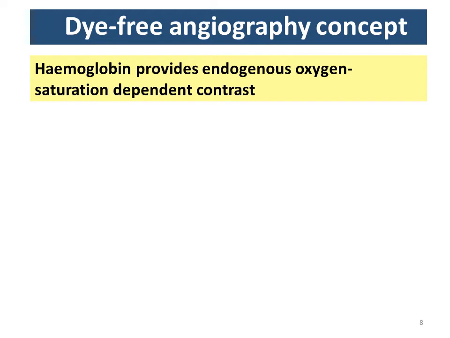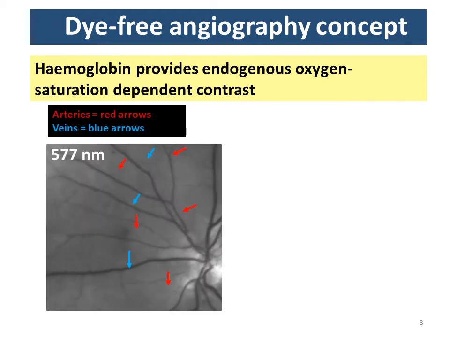So the concept, of course, this is the Oximetry Workshop, so it's based on the endogenous contrast of hemoglobin. So if we look at hemoglobin at a wavelength such as 577 nanometers, blood vessels at 577 nanometers, arteries and veins both appear dark, so veins labeled with the blue arrow, arteries red, and you see these are both dark. They look very similar, absorb similar amounts of light.